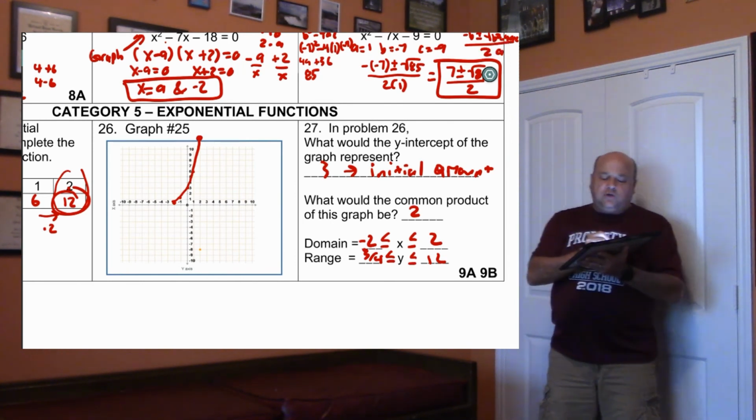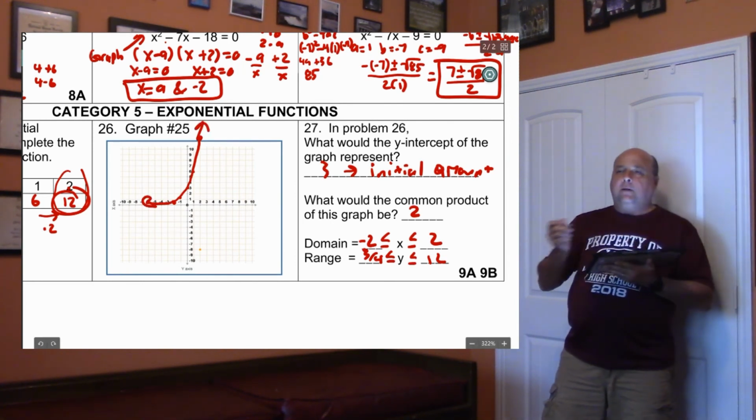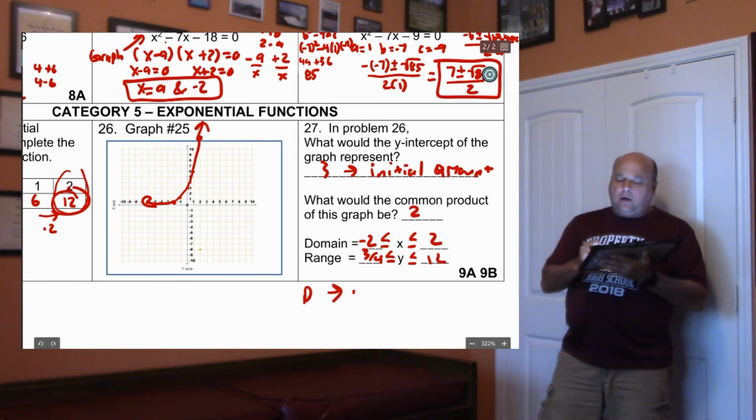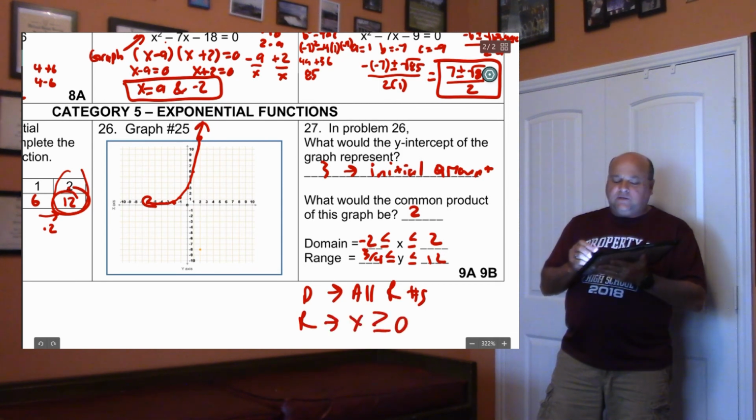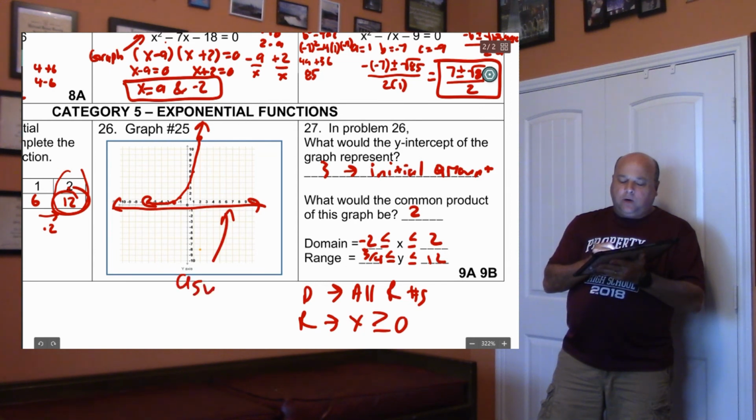Okay? If we drew the graph with arrow tips, the domain would be all real numbers, and the range would be y greater than or equal to 0, and the x-axis would be the asymptote, right? And the formula for the x-axis is y equals 0.